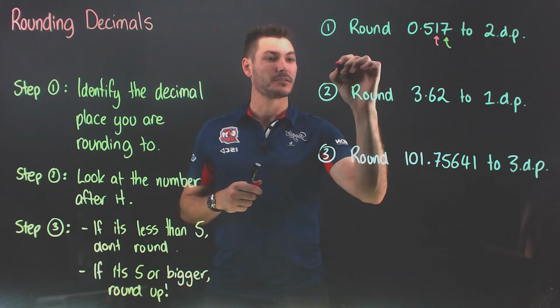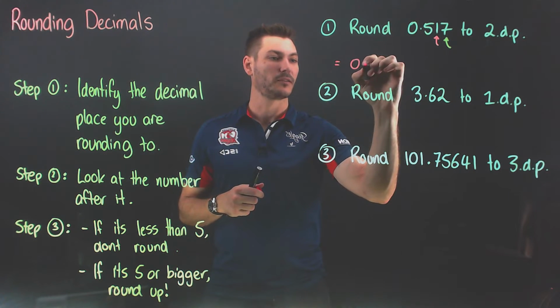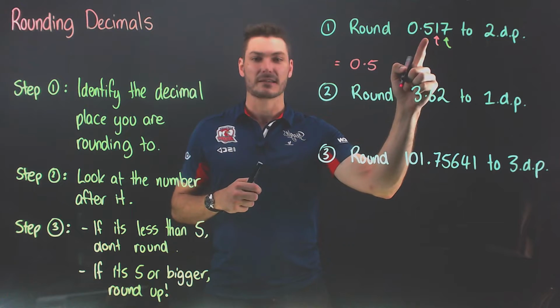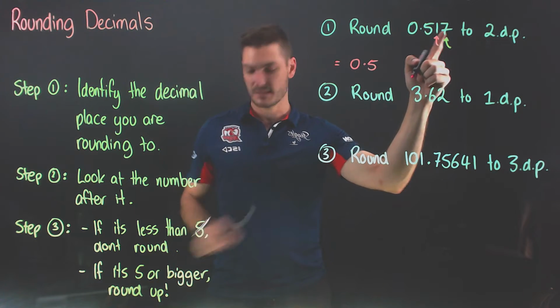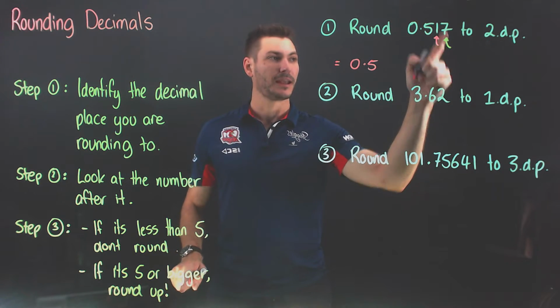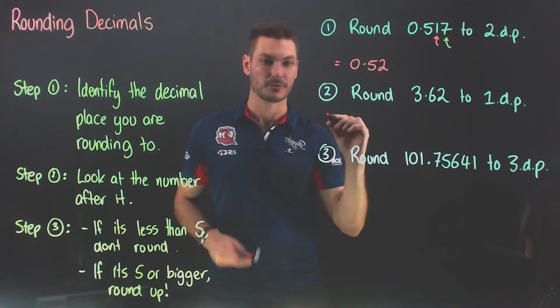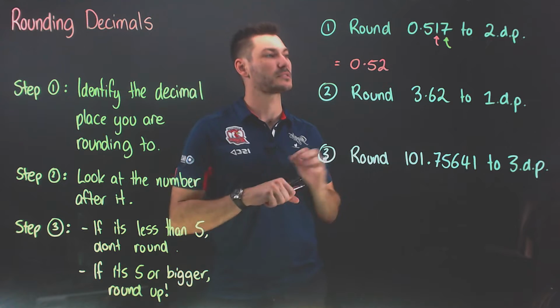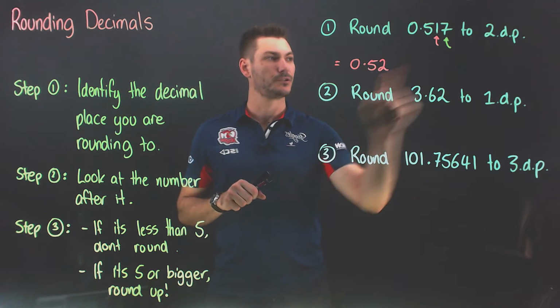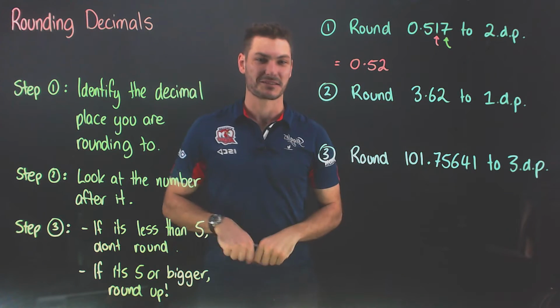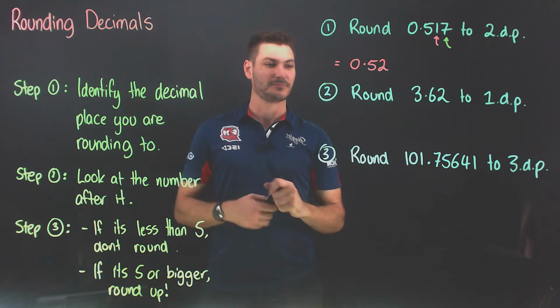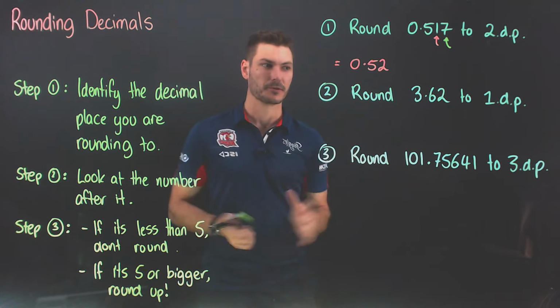So my answer is going to be 0.5. That hasn't changed. But this 1, because this 7 is 5 or bigger, it changes this 1 up one number to a 2. So we've rounded 0.517 to 0.52, and you'll notice that has 2 decimal places as requested by the question.